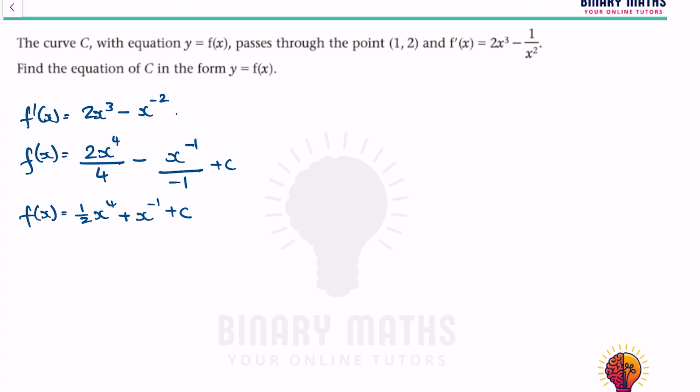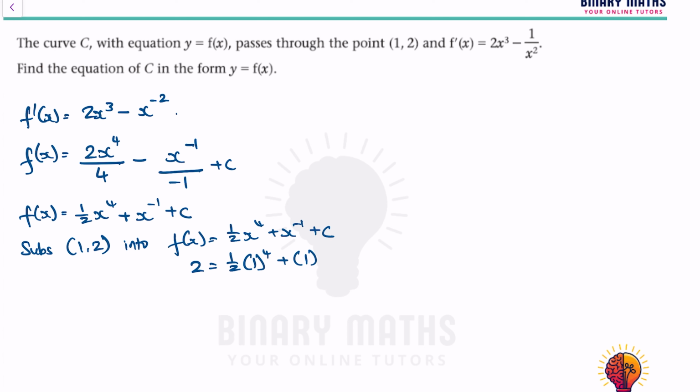So we're substituting (1, 2) into f(x) = ½x⁴ + x⁻¹ + c. So I get 2 = ½ × 1⁴ + 1⁻¹ + c, which is 2 = ½ + 1, which is 3/2 plus c, which means c is equal to just a half. 2 take away 3/2 is just a half. So that means f(x) = ½x⁴ + x⁻¹ + ½.